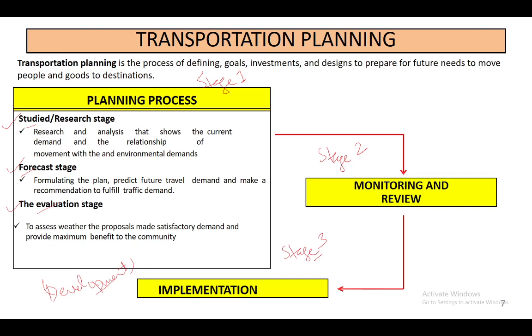And then the last stage is evaluation. The evaluation is a way through which we give a proposal through which we can achieve all those satisfactory demands, as well as the alternatives. And then it goes to the monitoring and review. Monitoring and review is the stage in the hands of professional, expert people. So the planning process is basically to give an alternative to solve that specific problem. And then it goes to the monitoring stage. And then in the last, it goes to the implementation. Implementation means when the project development starts.